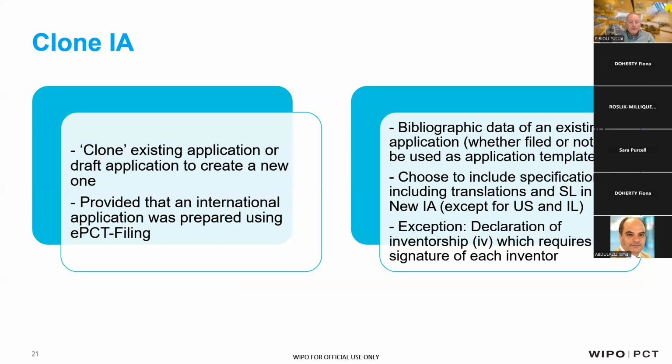Clone IA is also a useful feature in ePCT. Provided that an application has been filed using ePCT, you can clone that existing application, or it can also be a draft application, in order to create a new one based on the bibliographic data of the previous application. Then you can also choose to include any translation, any specification, and sequence listing into the clone IA. The only document which is not cloned is the declaration number 4, the declaration of inventorship for the US, as this declaration should be signed by the inventors.